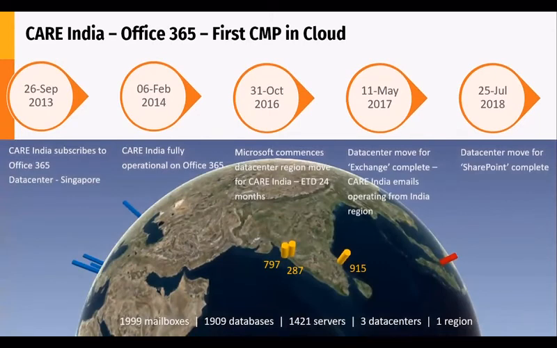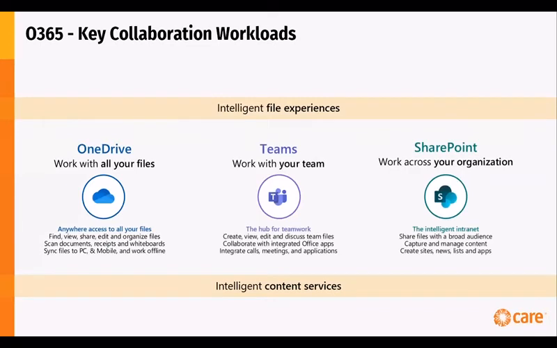Now talking about the rest of the things, the glue which glues the entire organization together is collaboration, and we are on Office 365. Care India was the first CMP in Care to move to the cloud, in 2013. This is how we have progressed, and we are completely on the Microsoft Office 365 platform and ecosystem. There are lots of services, features and workloads on Office 365, but I will typically highlight three workloads which are key to collaboration.